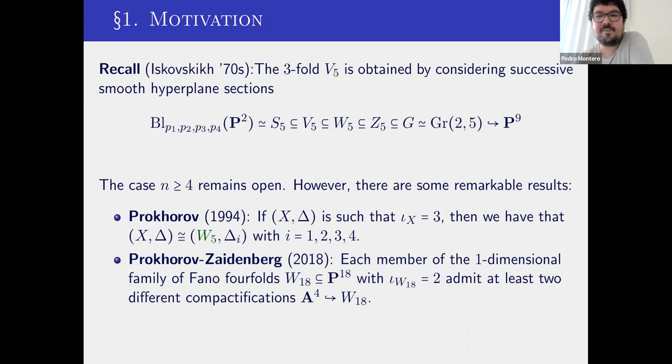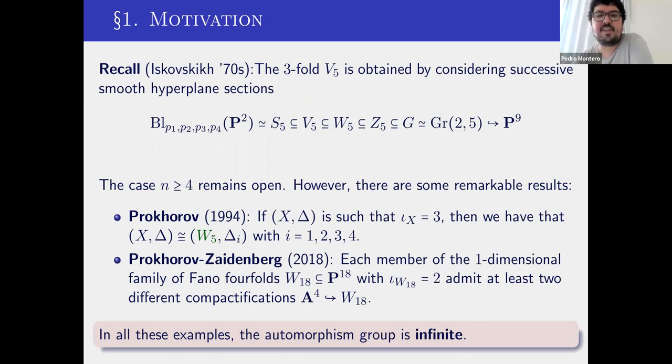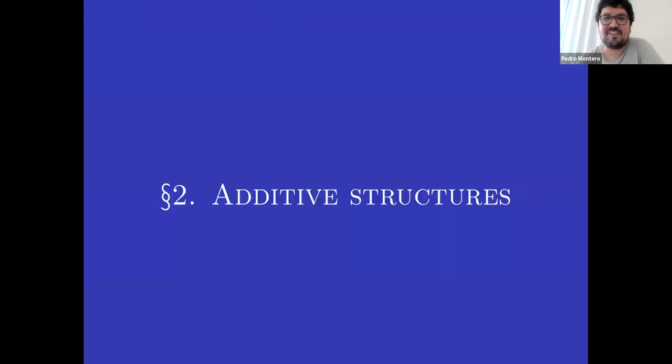And Prokhorov and Zaidenberg also showed a one-dimensional family of fourfolds of index 2, which are compactifications of the affine space. And in all these examples, the automorphism group is infinite. So there are many symmetries in all the known examples. So it's natural to consider an extra structure for this kind of varieties. And I will do so.